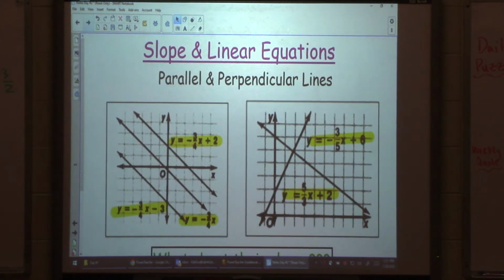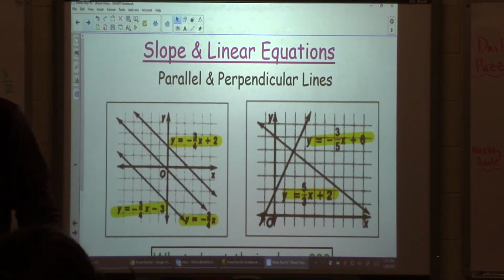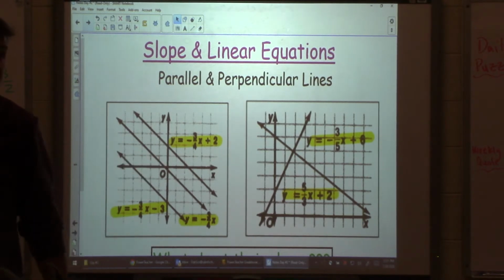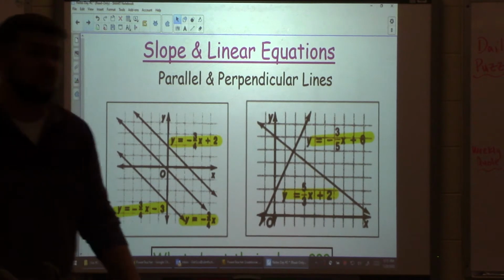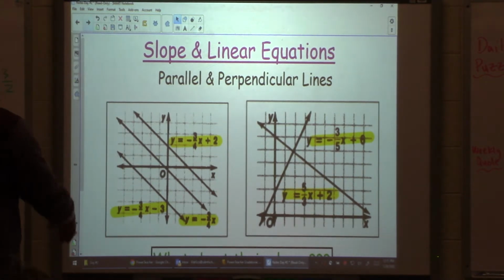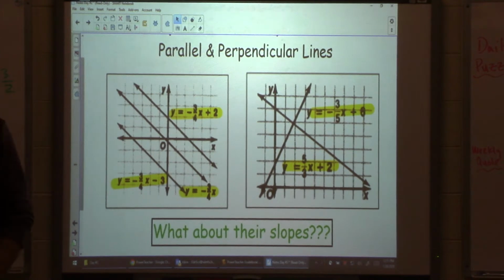So, today we're starting out talking about parallel and perpendicular lines. We'll talk about them for most of the day. We should all know what parallel and perpendicular lines are already, correct? What do you know about parallel lines? They never intersect. They run right along each other, the same distance the whole way. What about perpendicular lines? They do intersect, at a 90-degree angle.